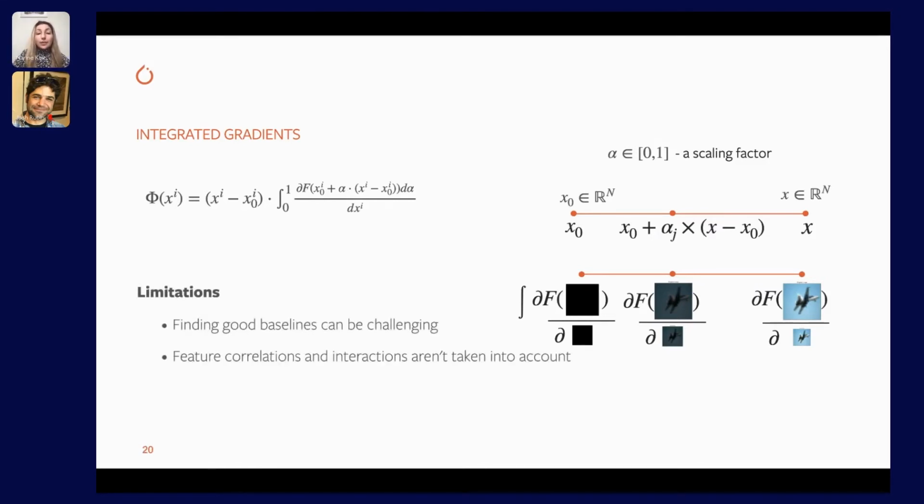As you could imagine, finding good baselines can be very challenging. In this case, I have a black image, but you could have a white image or a noisy image. And this is still an open research area. Also, this method does not take into account the correlation and interactions of our features. This is something that we want to understand, or use more advanced techniques or improvements of integrated gradients that will help us to take that into account.